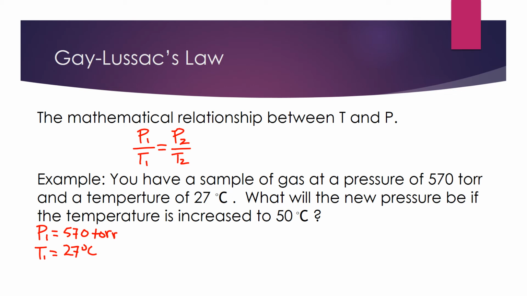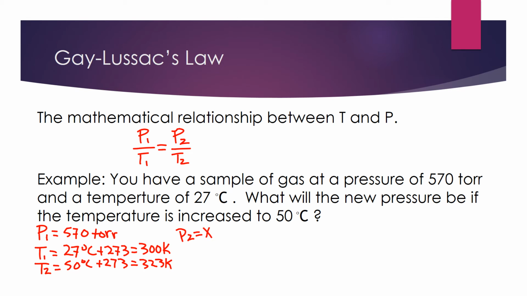Well, we know that degrees Celsius must be converted to Kelvin for all of these problems. So to convert Celsius to Kelvin, we add 273, and that tells us that T1 is 300 Kelvin. It then tells us that the new temperature is going to be 50 degrees. So T2 is going to be 50 Celsius, which, when we convert into Kelvin, will give us 323 Kelvin. And it says, what is the new pressure? So P2 will be our value for X.